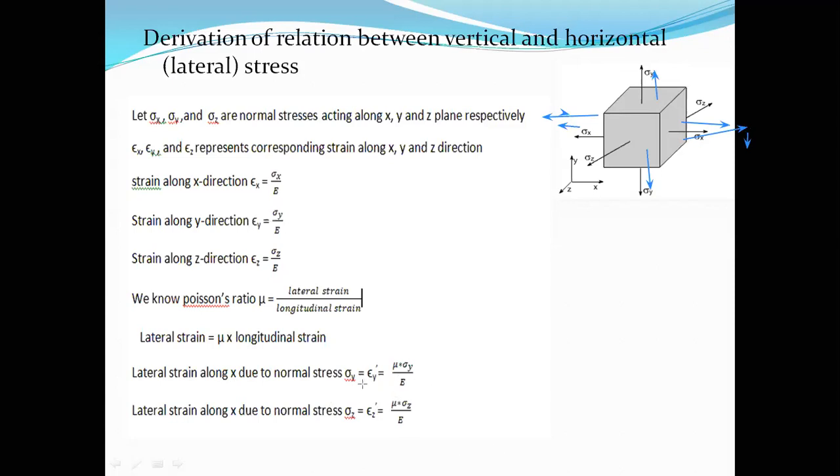Using the definition of Poisson's ratio, lateral strain is equal to mu into longitudinal strain. So the lateral strain along x due to normal stress sigma y is epsilon y dash, equal to mu into sigma y by E. In the same way, the lateral strain along x due to normal stress sigma z is epsilon z dash, equal to mu into sigma z by E. Okay, let's move on.